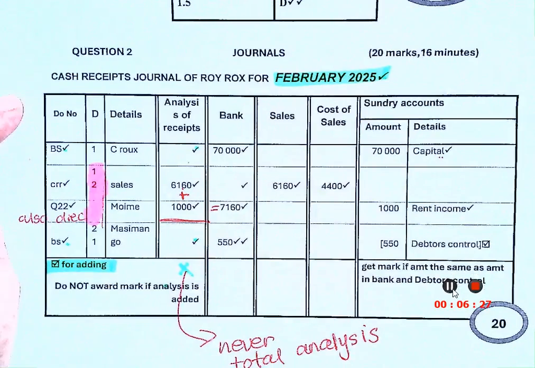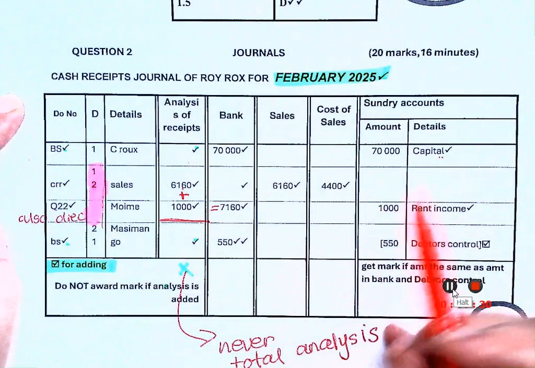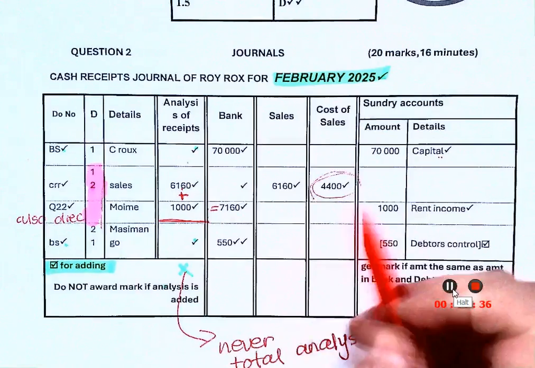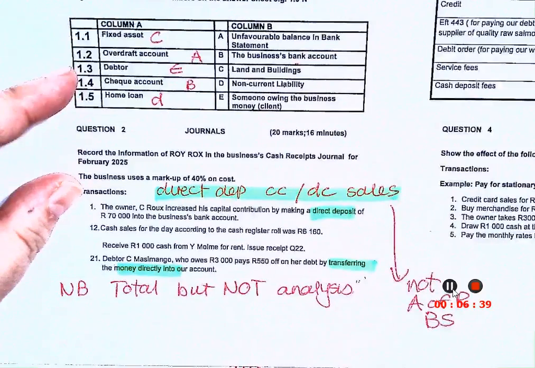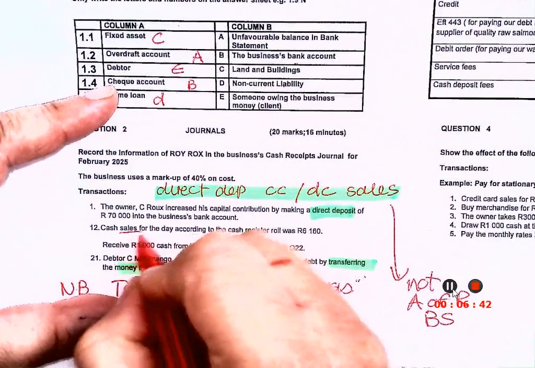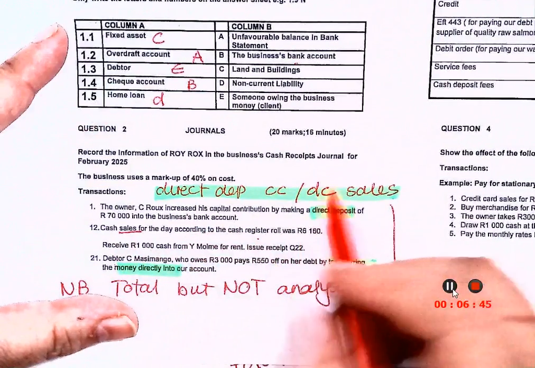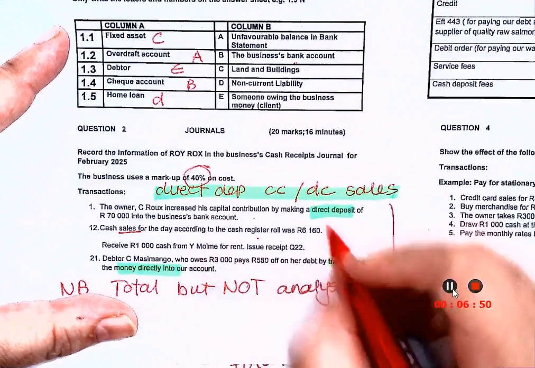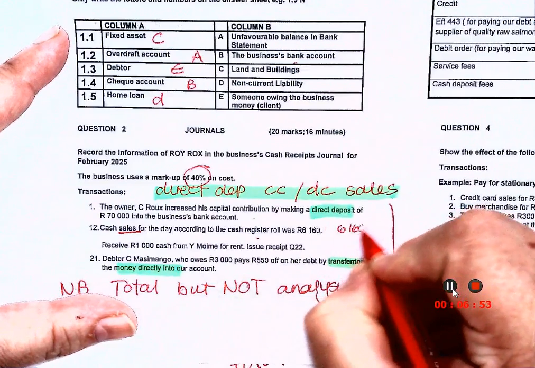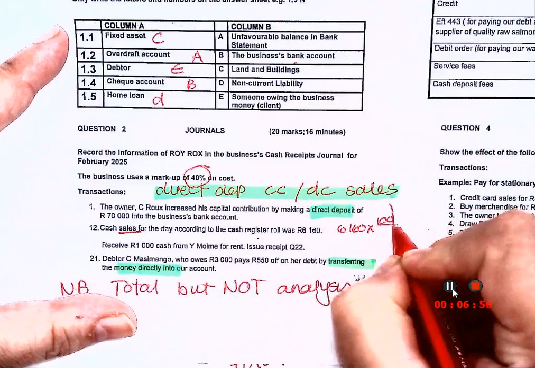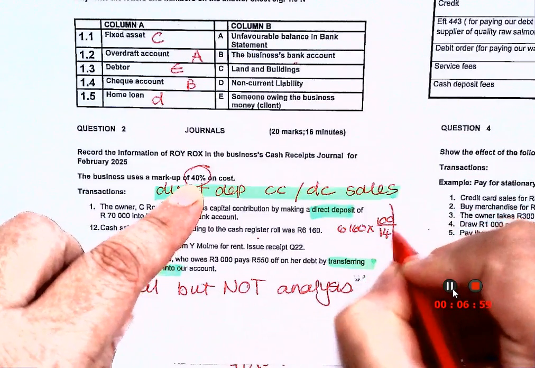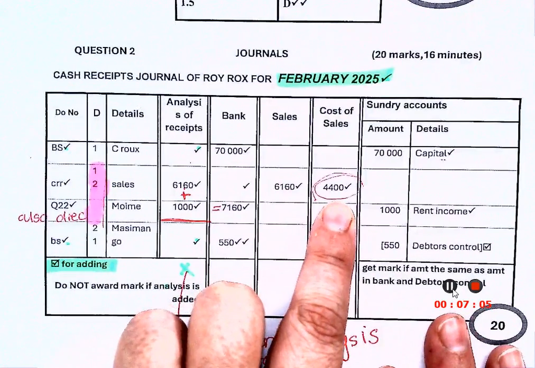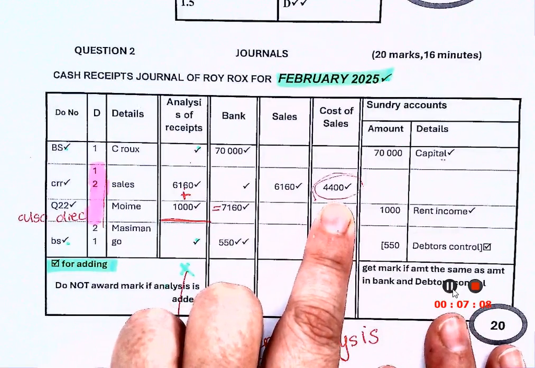So the other thing a lot of you forgot was this cost of sales that you had to calculate. So how do I calculate cost of sales? Make a note for yourself here. Whenever there's sales, can you see there at the top, I say my markup is 40% on cost. So it means I need to take that 6160 times 100 over 140, and that will give me that 4,400. Everybody fine? Yes. Okay. So next time you must have that right.